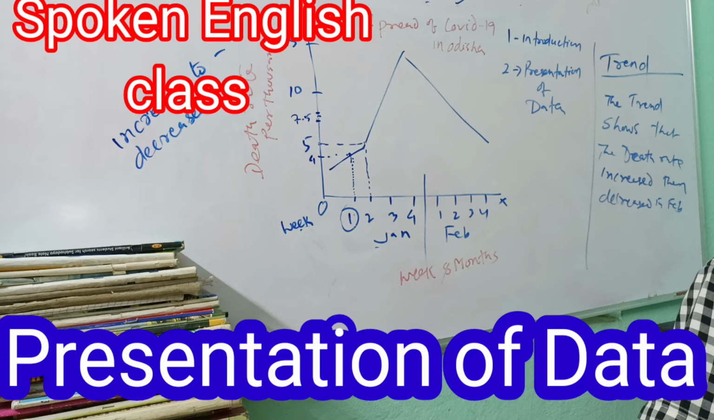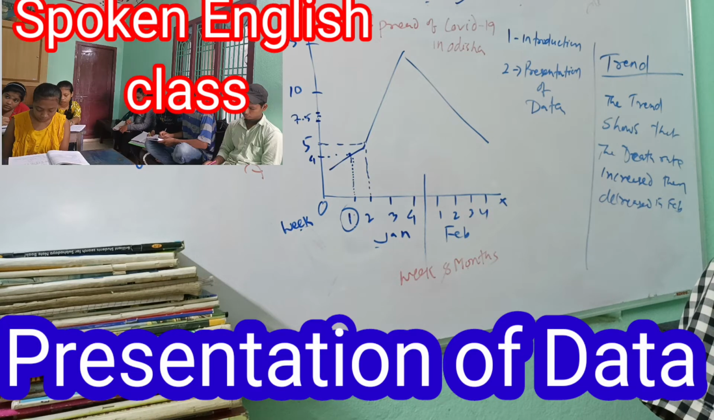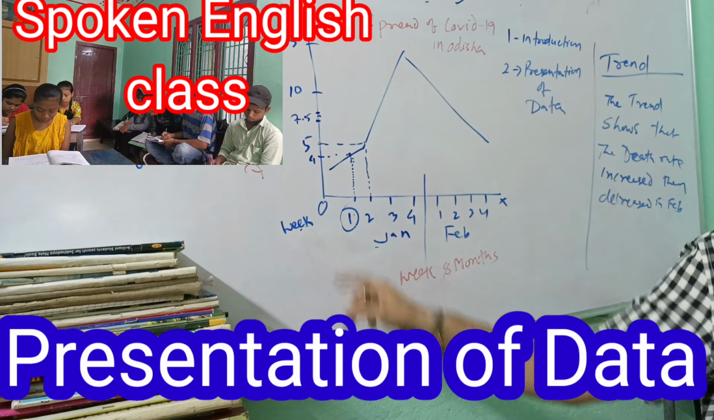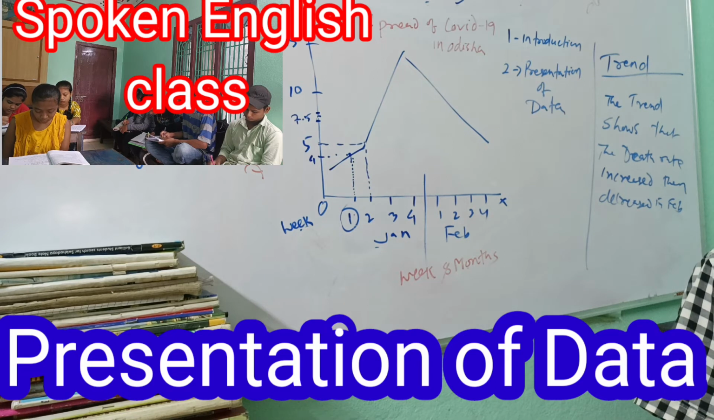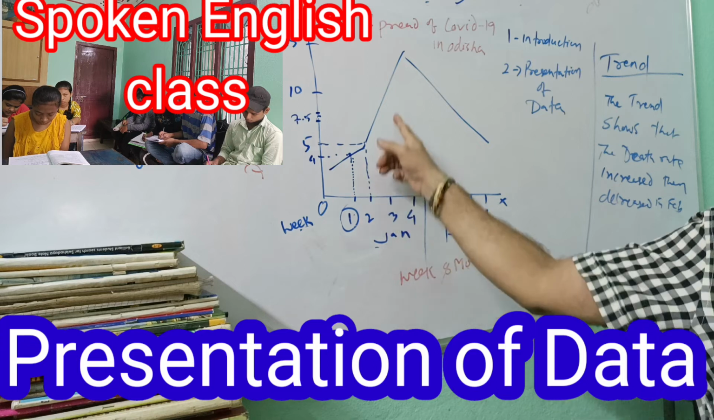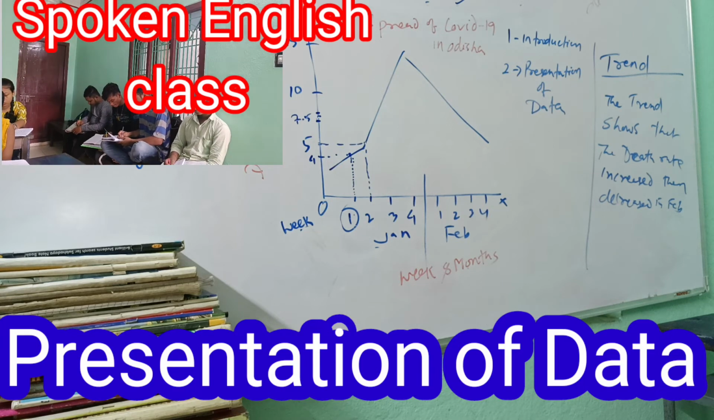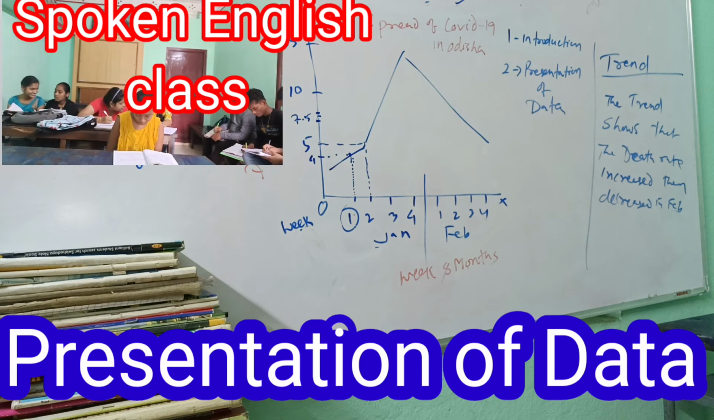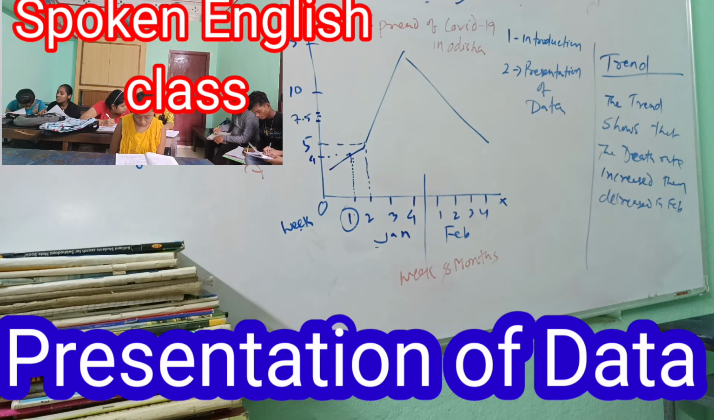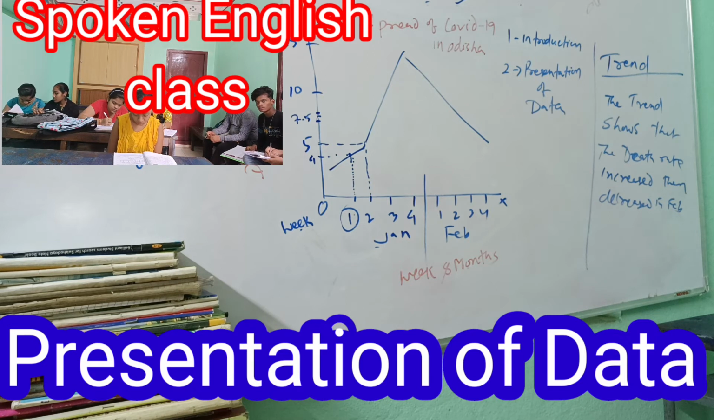In the third week it increased to 10,000. The trend shows that the death rate increased, then decreased in February. Okay, friends, goodbye. The x-axis shows weeks and months, and the y-axis shows death rate per thousand.